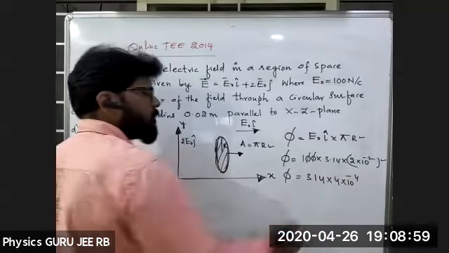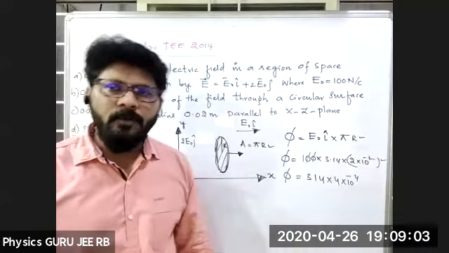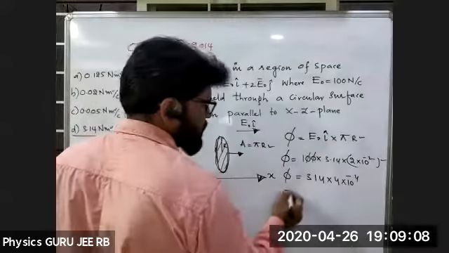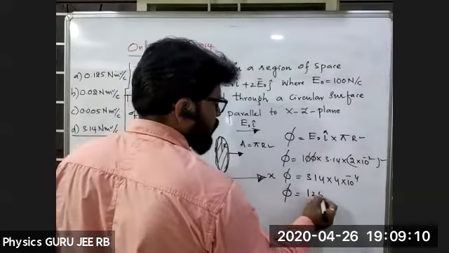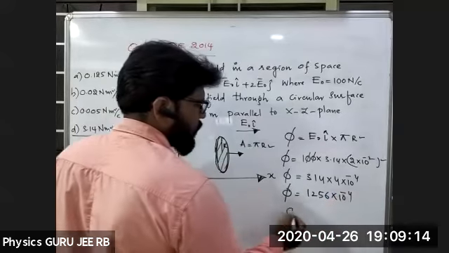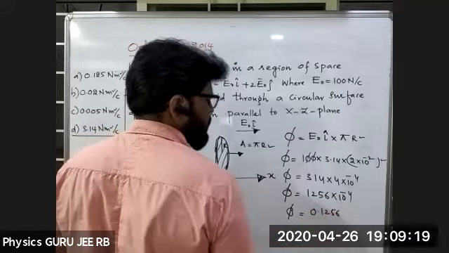Can you tell me 314 into 4, how much you got? 314 into 4. Buddy, 1256. Phi is equal to 1256 into 10 to the power of minus 4. Or phi is equal to, if I multiply, 0.1256, right?